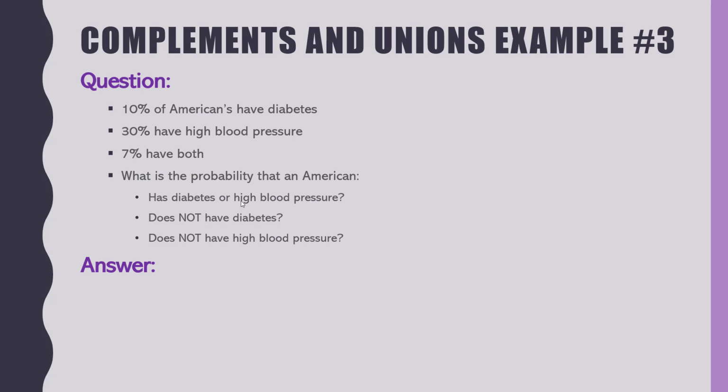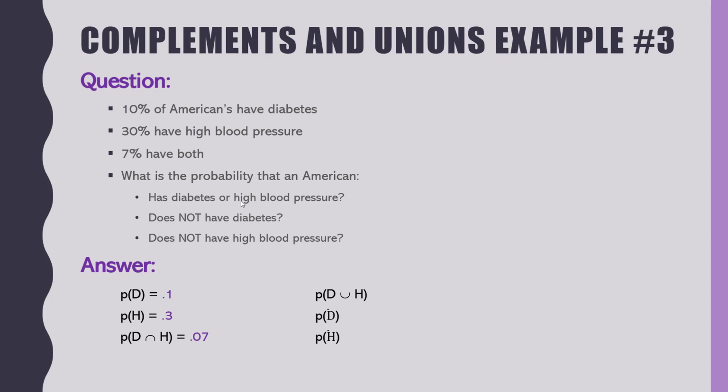It's all the stuff we've kind of looked at. Well, let's look at what we do know, okay? We know the probability of D, diabetes, is 10%. We know high blood pressure or hypertension, that's H, is just 30%. And then both is 7%. Those are given, right? We already know these numbers.